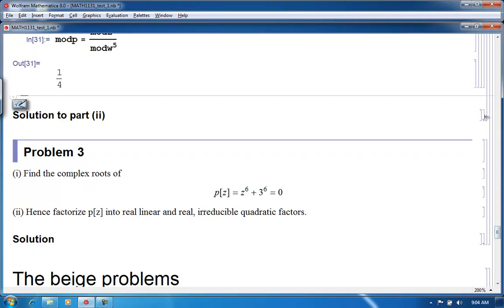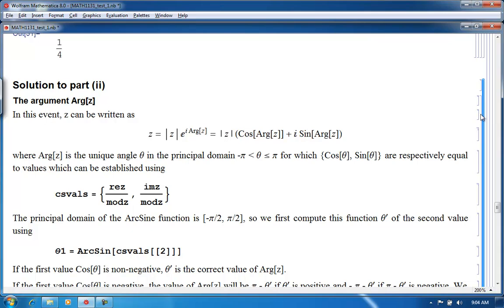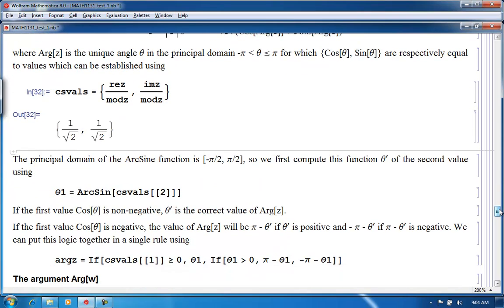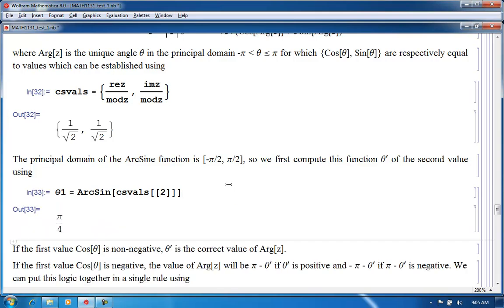So we open this bit up, and to find the argument we copied all this stuff from above, and we want to calculate the values of the cosine of theta and the sine of theta, and we do that using this. And so theta 1 is, we take the arc sine, and that's pi over 4, and if this cos theta is positive, which it is in this case, then this is arg z.